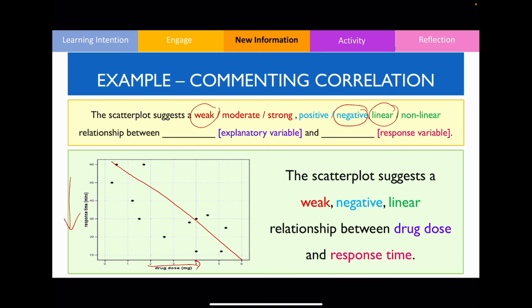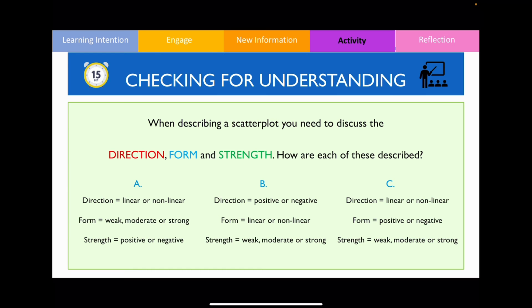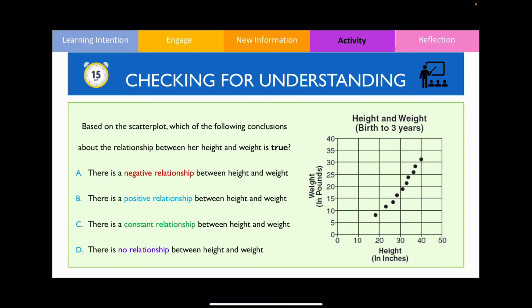Let's now have a go at answering a few questions. In this question, you want to select the correct option, which provides the correct descriptions for the direction, form, and strength when you're commenting on the correlation. The correct answer for this question is going to be C. The next question asks, what is the correct description of the relationship between the height and weight? In this particular scatter plot, I can see that as height increases, the weight also increases. So this is going to be an example of a positive relationship.